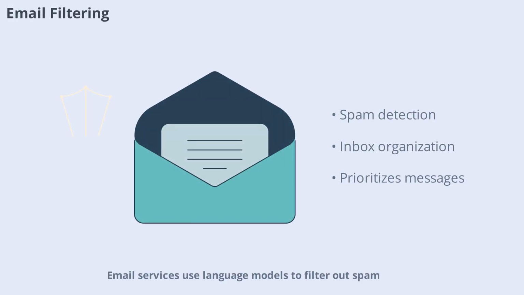Email services use language models to filter out spam, prioritize important messages, and organize your inbox. By analyzing the content and context of emails, these models help ensure that you see what matters most and avoid unwanted clutter. This automation keeps communication efficient and secure.